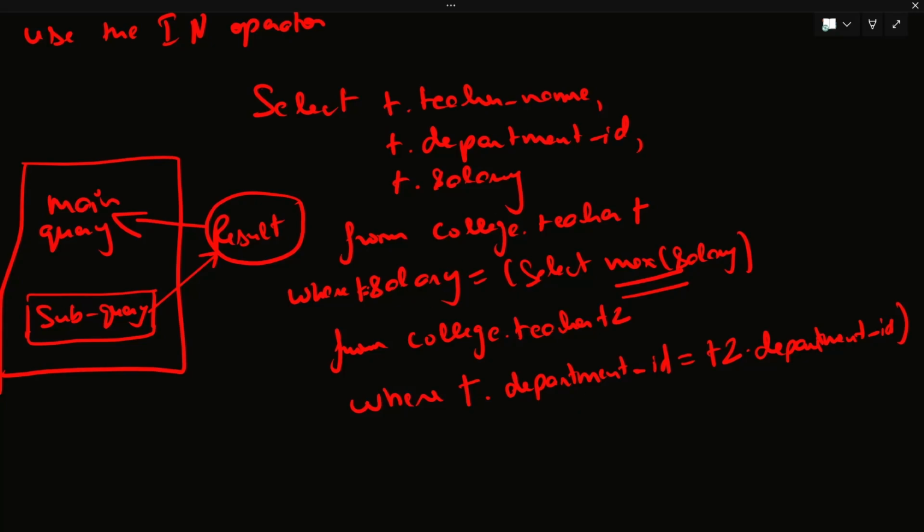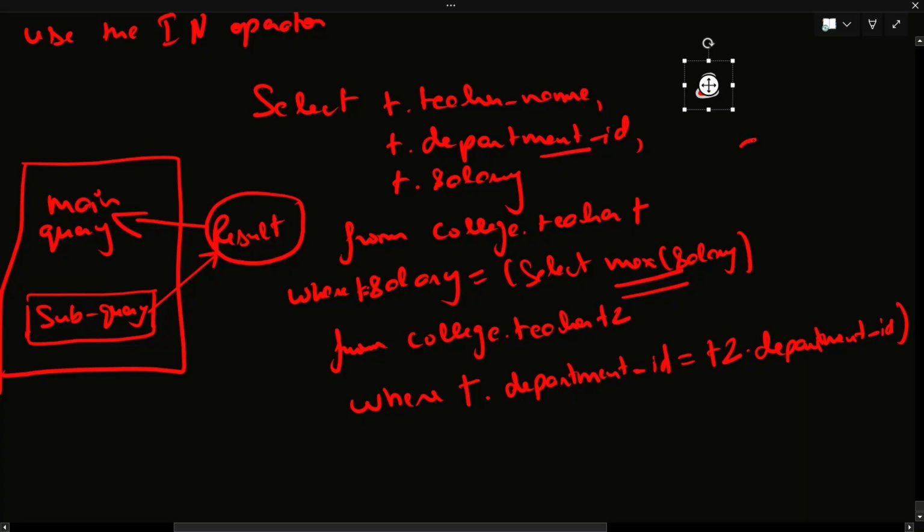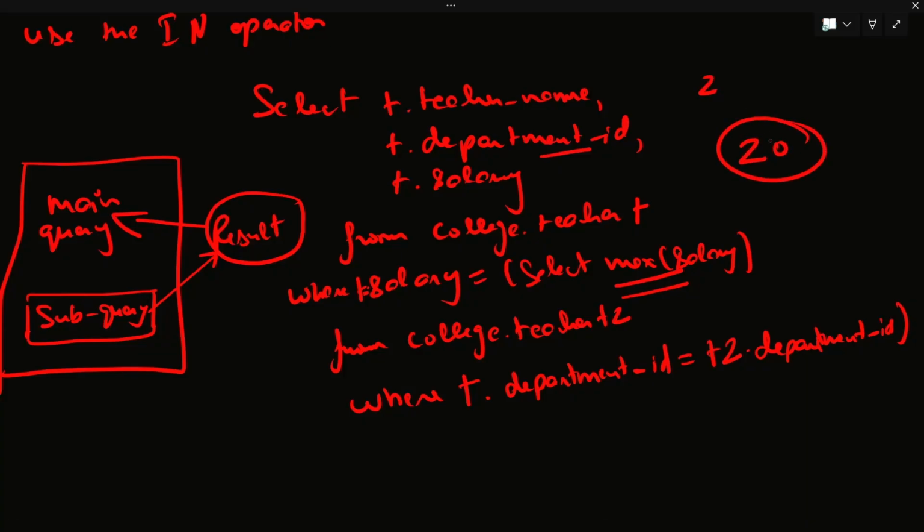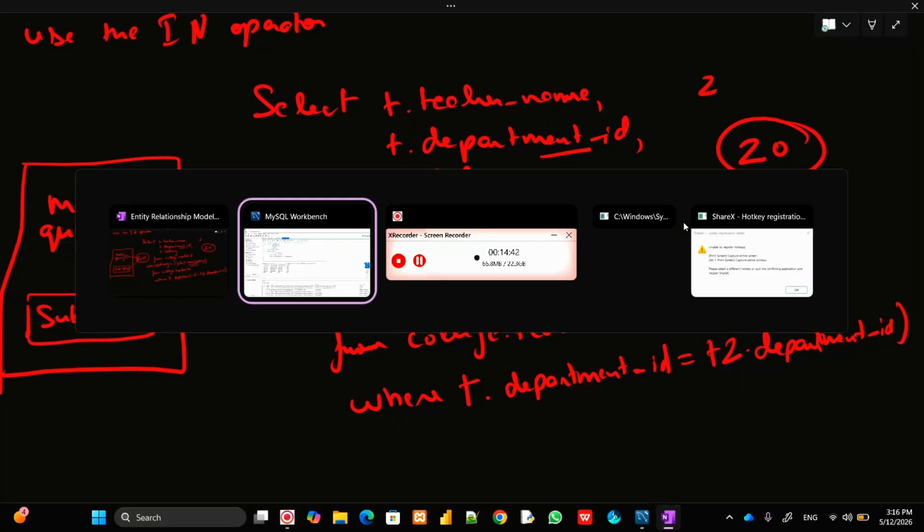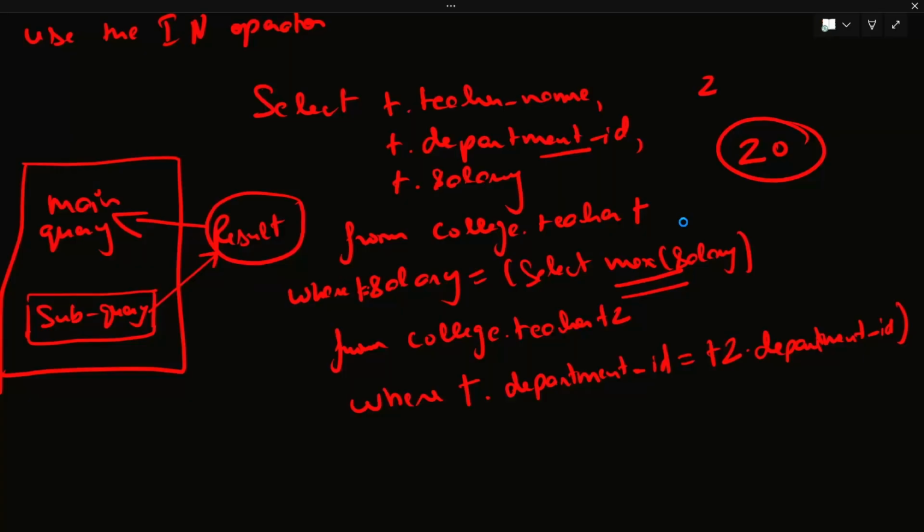And then it will match T dot department. So whatever the department ID is over here, just for an example, 20 is there, right? Let's see over here, 20 is there. So it will say the T dot salary of department 20 should give you the max of it.